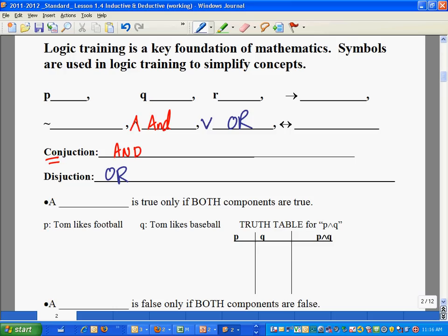Conjunction, an and statement. A conjunction, which is an and statement, is only true when both components are true. A conjunction is only true when both components are true. It's only a true statement if he's in football and soccer, if he is actually in football and soccer. Okay? Did I lose anybody with that concept?